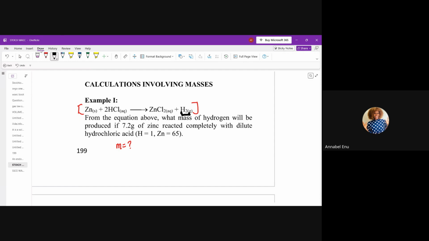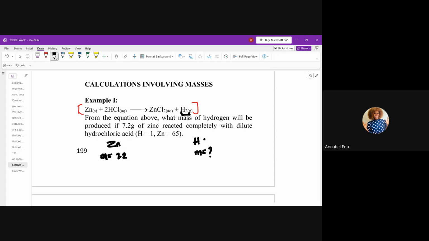Okay, so like the way I showed you to do it the last time, since informations are given to us about hydrogen and zinc, we'd say this side is for zinc and this side is for hydrogen. Now we know the mass of zinc to be 7.2, and we know the mass of hydrogen to be, we don't know it. React completely with dilute hydrochloric acid. So the reason why hydrochloric acid is mentioned is for us to know what and what is reacting to give us our product. But luckily for us, the question already gave us.